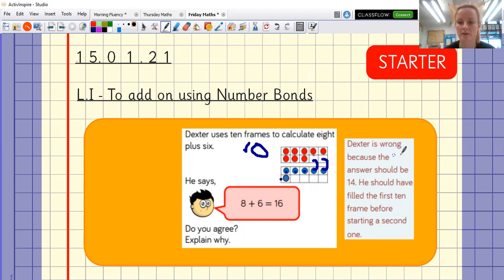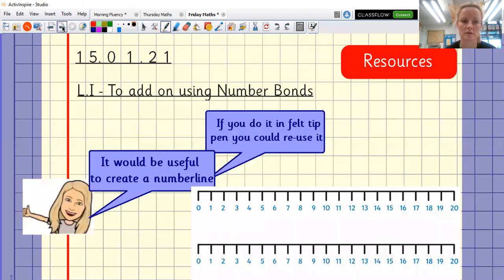Dexter is wrong because the answer should be 14. He should fill the tens frame before starting a second one. Well done if you managed to do that.